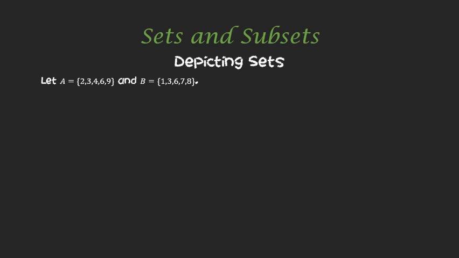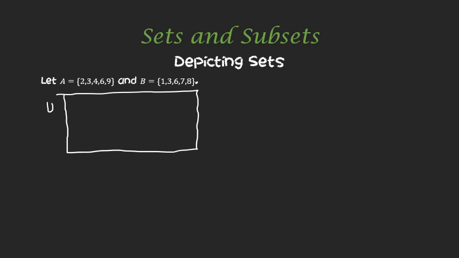So I'll start here by just drawing what's called the universal set, or the universe of discourse. And I'll just draw that as a big square. So this is where A and B are going to fit in. I'll call that U. It's just some set that A and B are subsets of.